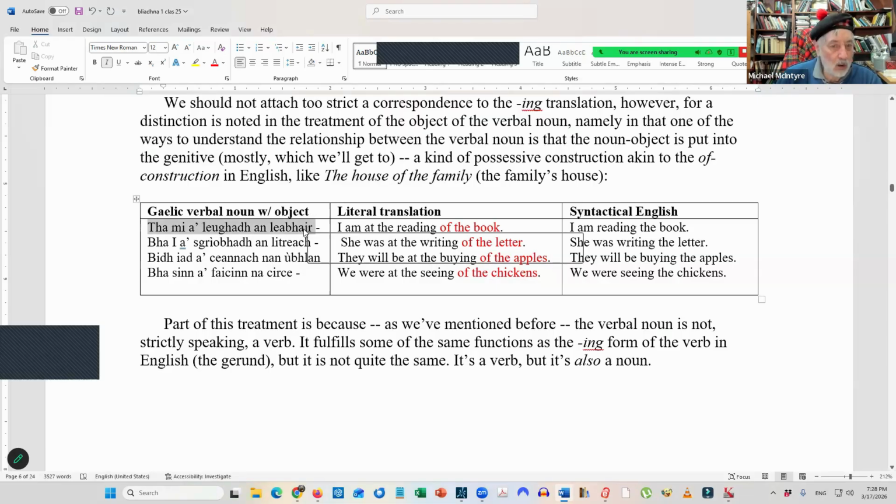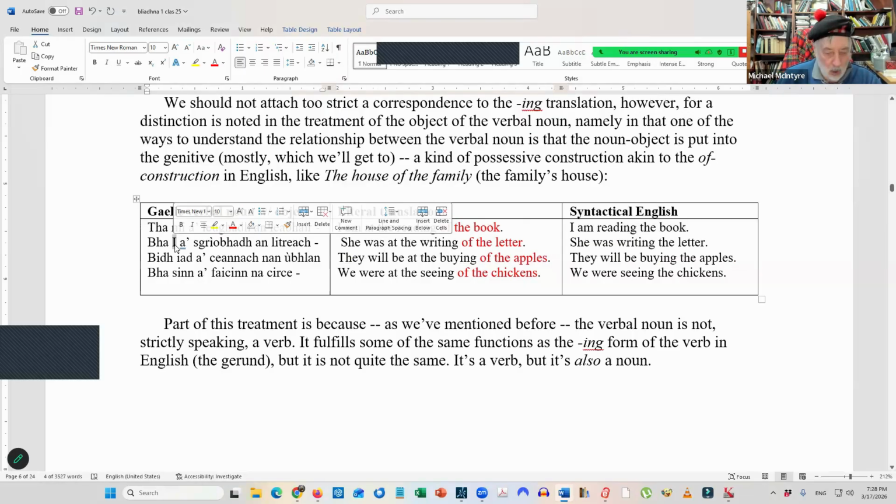Here are some examples. Hamia yevik an yor: I am at the reading of the book. A literal translation, syntactical English, would be I'm reading the book. Vai small I, a skrivik an litrich: she was at the writing of the letter, literally, or she was writing the letter. Vayita kaunich nan ulen: they will be buying, future tense, at the buying of the apples.